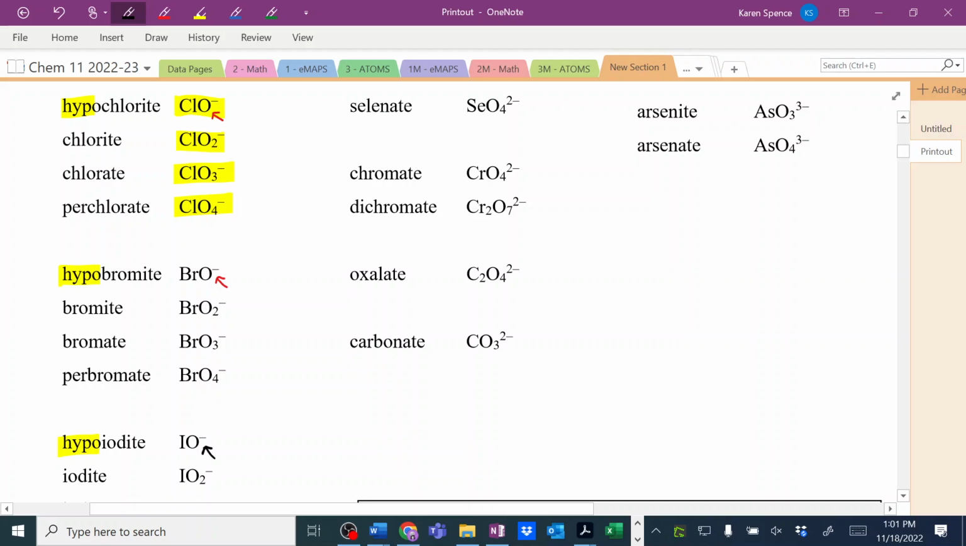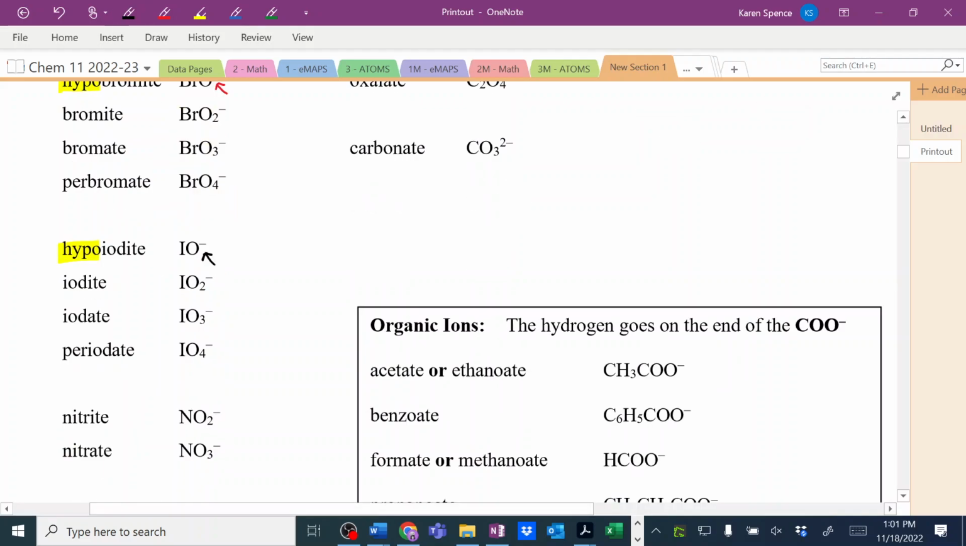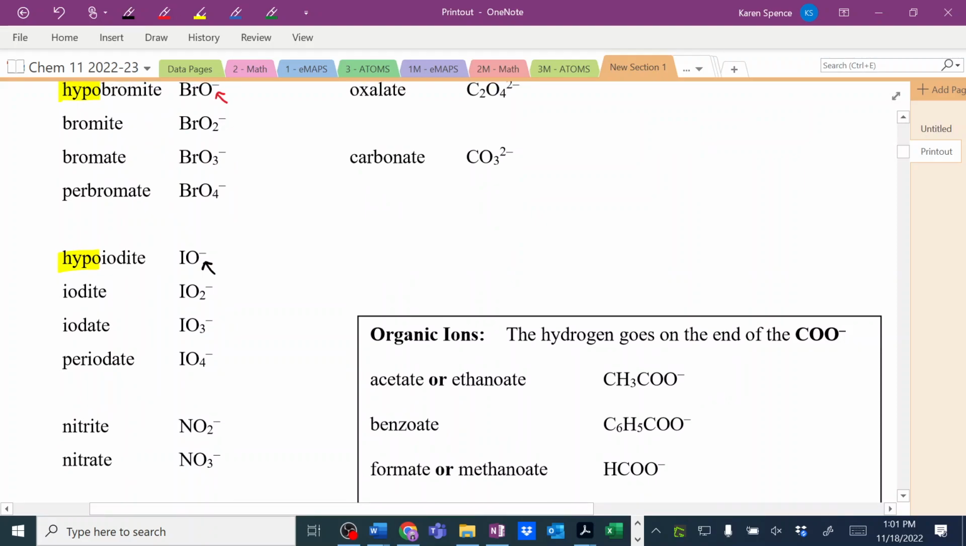No, you do not need to memorize them. You will be given these charts. So on a test, you will have any and all of these that you need.